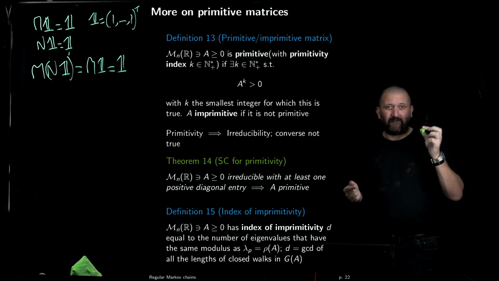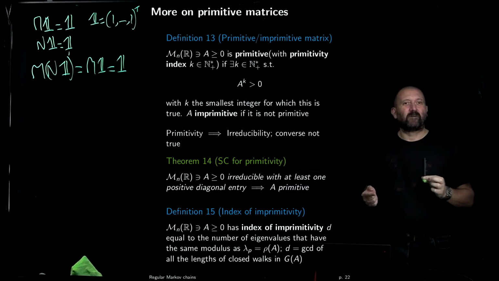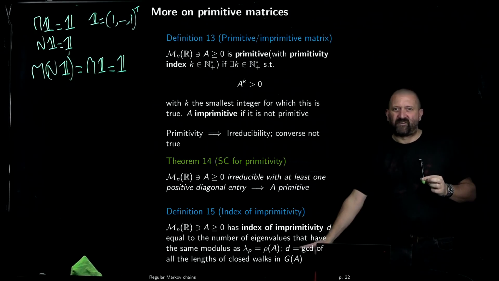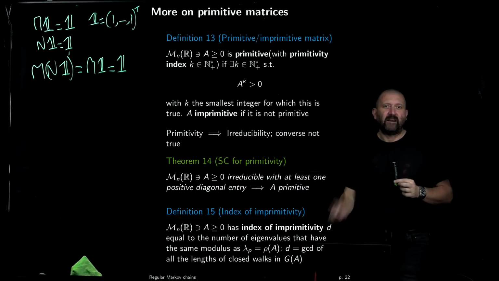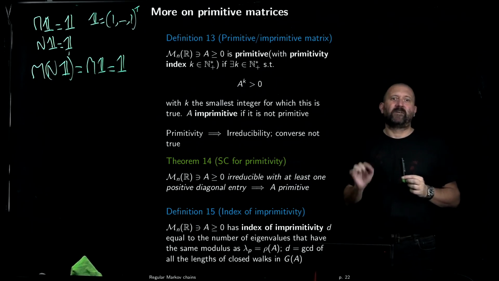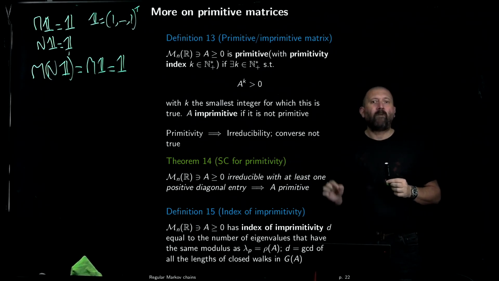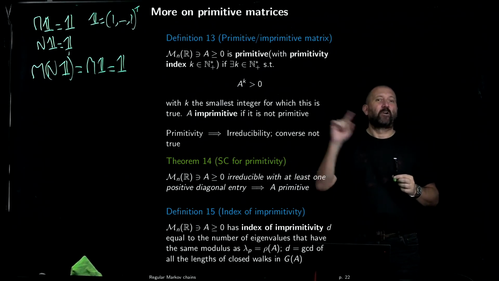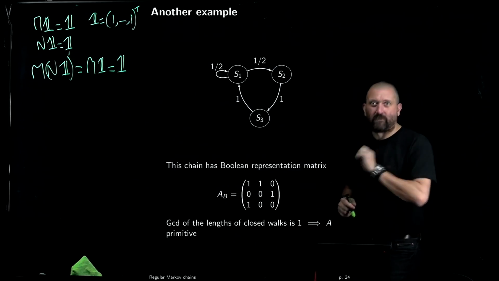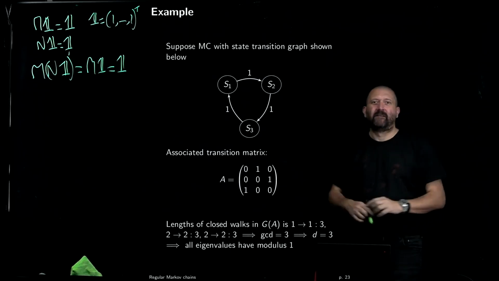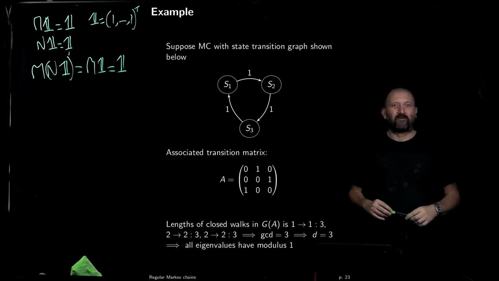And there is a very interesting connection with graphs, because look at what happens. That D, that index of imprimitivity, is the greatest common divisor of all the lengths of closed walks in the associated digraph. Okay, so I'll have an example for you right here.